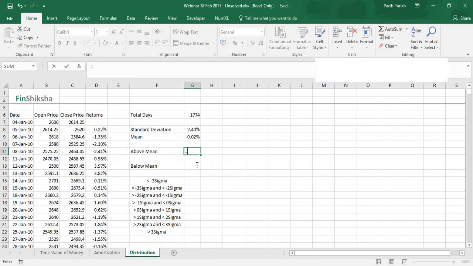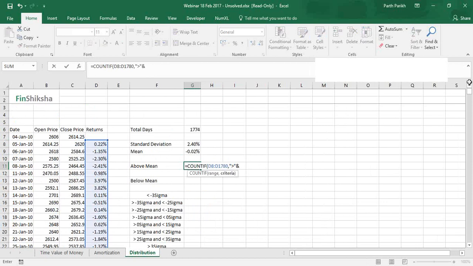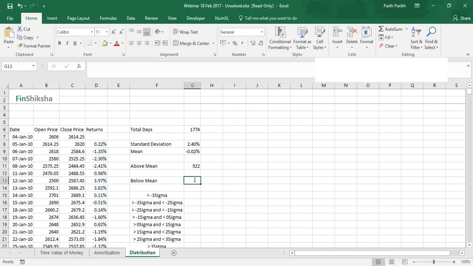So we are trying to find what is above the mean and what is below the mean. Above the mean, what is the count? There is a formula called COUNTIF. This is my range, and my criteria is above my mean, which is over here. This is 922. I'll copy the same formula and just change the sign. Instead of greater than, I will write less than. So there are 851 times the return is below the mean, and 922 times above the mean.